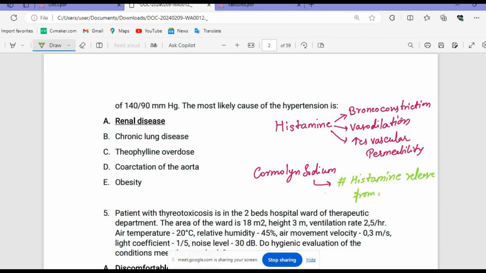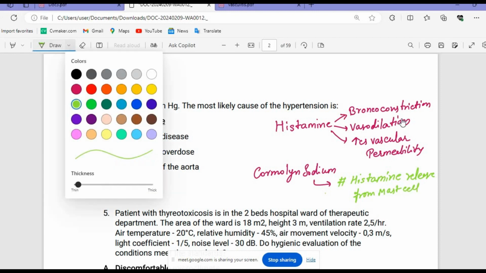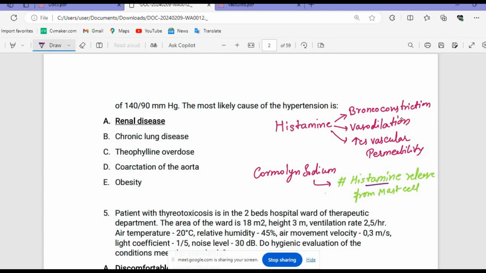So histamine is normally released from the mast cell, we know. So histamine will be inhibited, so histamine will be decreased. And if the histamine is inhibited, tell me, the opposite of bronchoconstriction will occur, meaning there will be bronchodilation. There will be the opposite of vasodilation, that is vasoconstriction. There is an increased vascular permeability, so with inhibition of histamine, vascular permeability will be decreased.